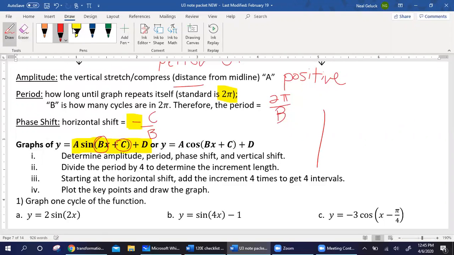Notice that in these graphs, for one cycle of the function, I had 4 increments. 1, 2, 3, 4, where something was changing on the graph. So I always divide the period into 4 increments. If there's a horizontal shift, I'll start there. I'll add that increment 4 times to get my 4 intervals. And then I'll plot key points. So there's a lot to look at here, but it's going to be the same pattern every time. On the next video, we'll actually start graphing these.